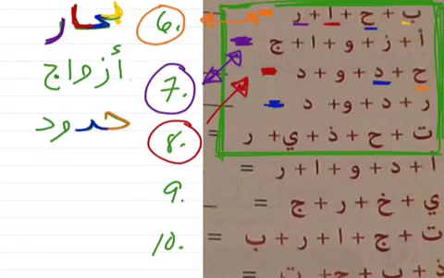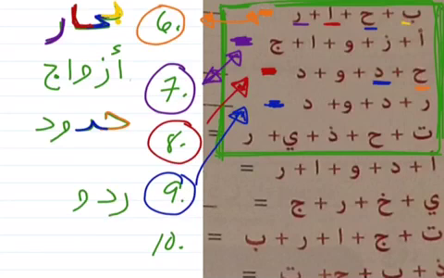9. 9 is again super simple. We have Ra, Dal, Wow. So you connect it, I have a bad habit, and Dal. So should be obvious to you. And number 10, yay!